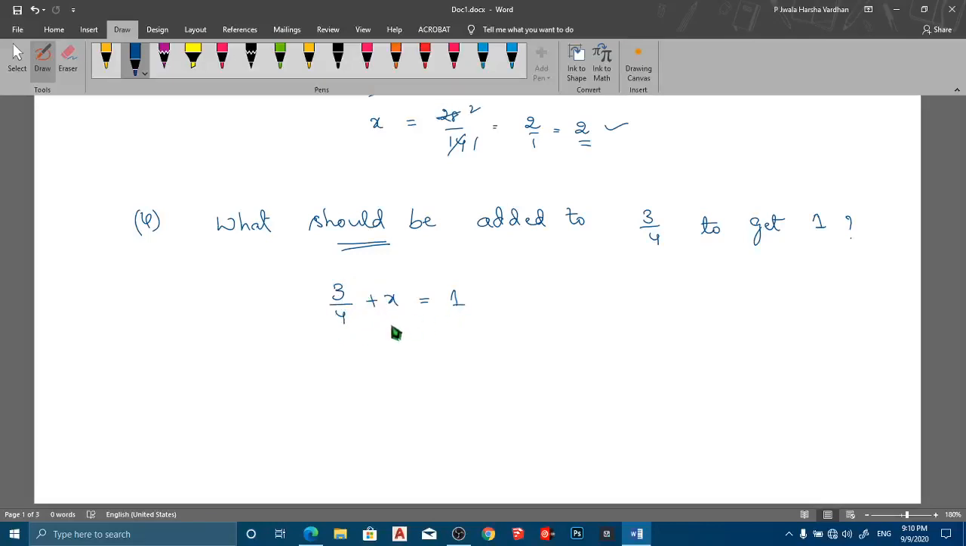To find the x value, keep x on the left side only and send the constant terms to the right side. 1 is already there, keep it like that, and send this plus 3 by 4 to the right side, where it becomes minus 3 by 4. Now take the LCM. Using cross multiplication, 1 fours are 4, minus 1 threes are 3, by 1 fours are 4. It is 1 by 4. By adding 1 by 4 to 3 by 4, you will get 1. So this is the unknown number we have to add to 3 by 4.